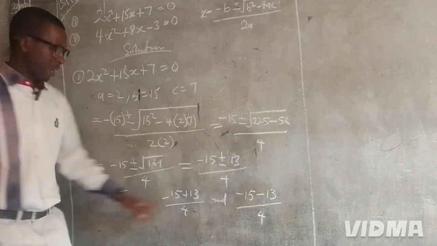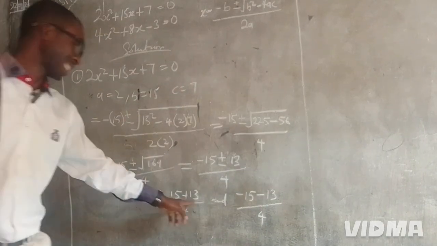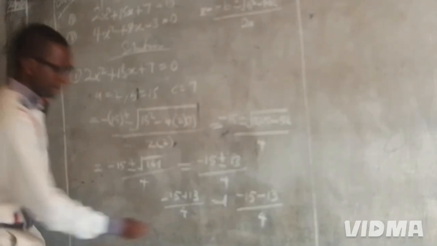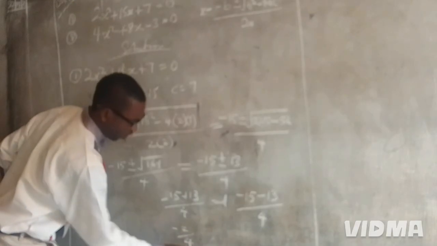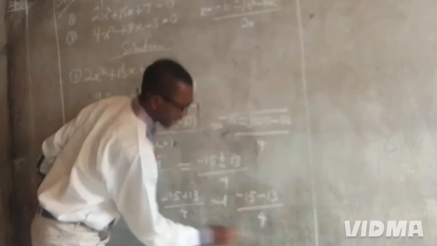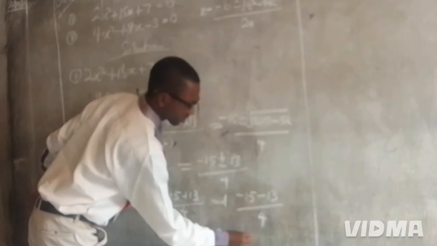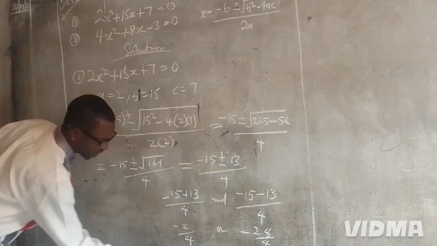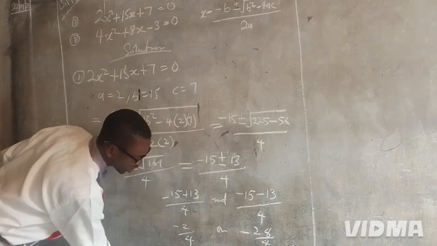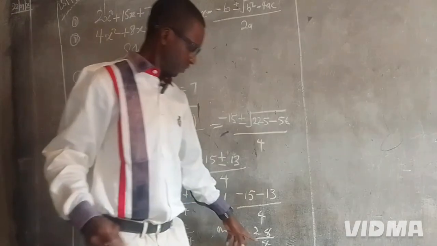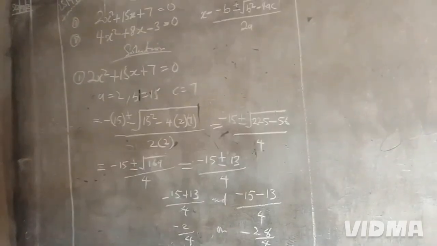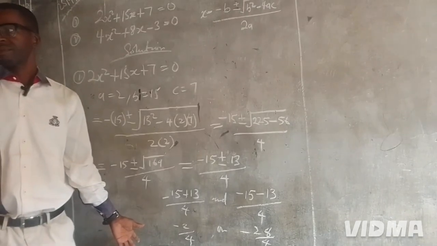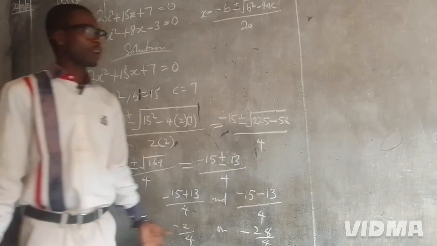So what do we get here? Minus 15 plus 13. What do we get? Minus 2 over 4. And then on this other side, what do we get? Minus 28 over 4. So our answer, our new x will either be minus. Sorry, sir. Always coming out to where is 6? Sorry, sir. No problem. 4. So this is our answer using quadratic formula. Are we good?